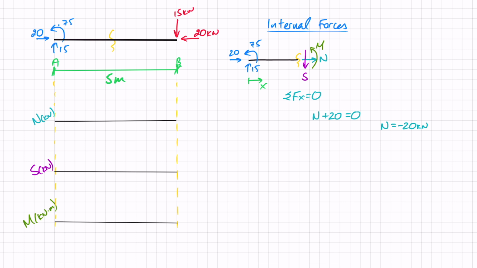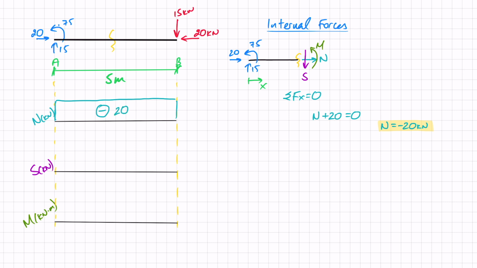Since we assumed that the axial force N is in tension, this means that my axial force is actually in compression. I can just draw it straight away. So I'm just going to draw here minus, very important to note that this is compression, and 20.